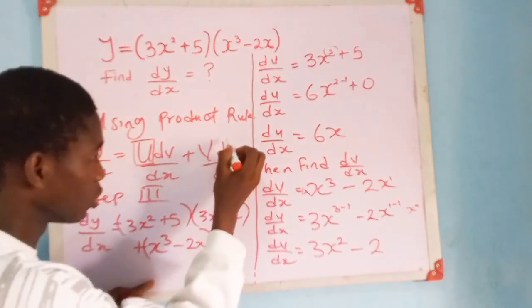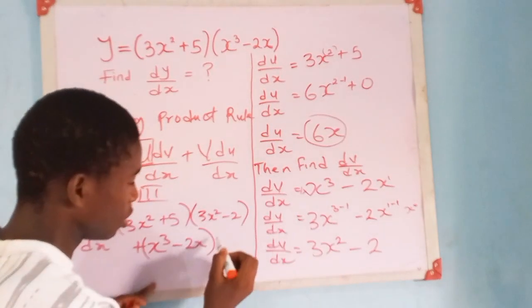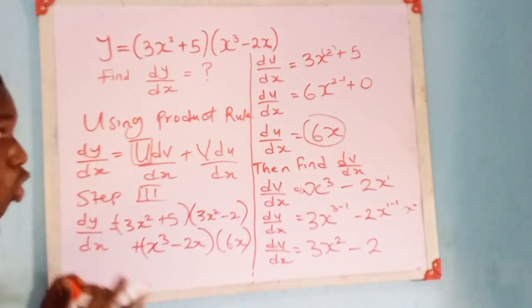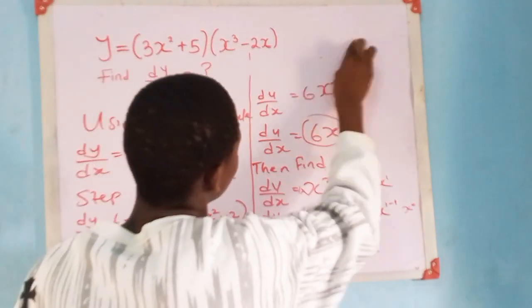That's the aspect of v. Now they talk about du over dx. Now what's our du over dx? Our 6x. So now this is where the work starts from. So let's do it. Let me wipe this place.